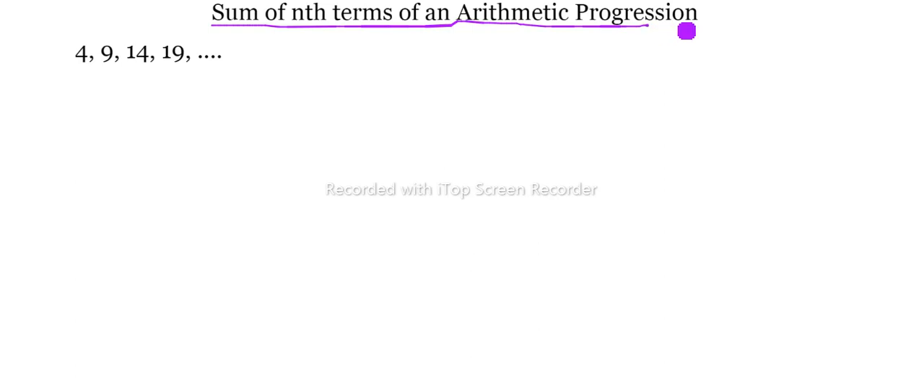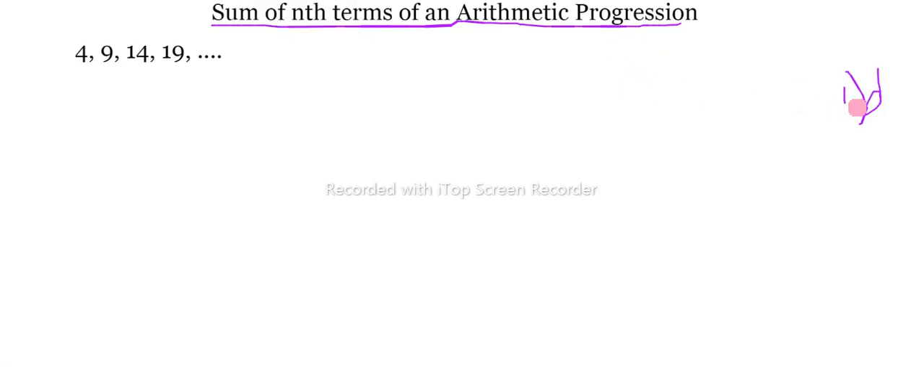So in today's class, we'll be looking at the sum of the nth terms of an AP, or arithmetic progression. We have discussed earlier that the nth term of an AP is given as Tn equals a plus (n minus 1) multiplied by d. Now we want to look at the sum of the nth terms. That is the aspect of series.